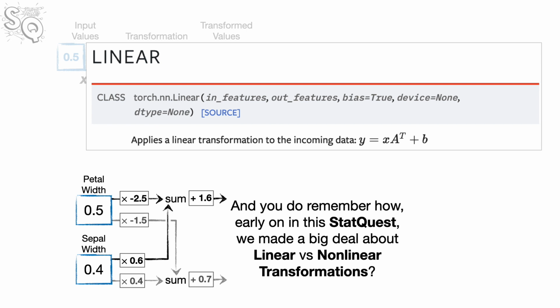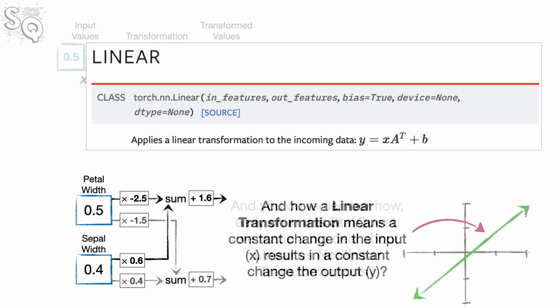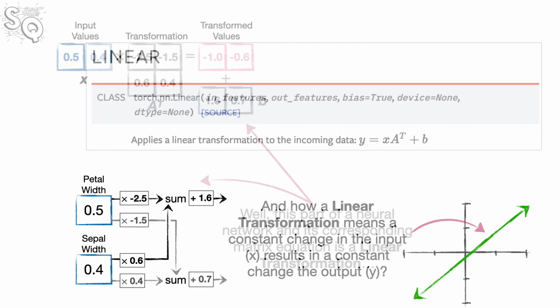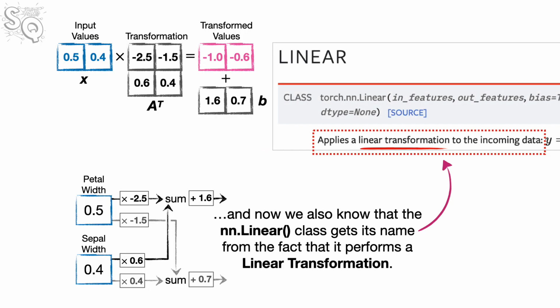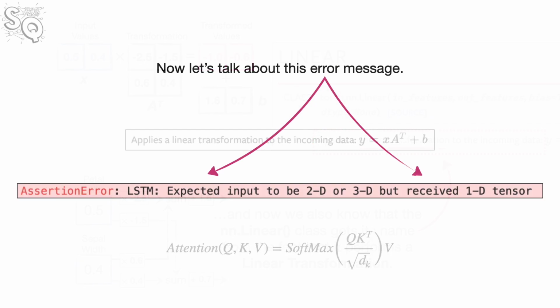And do you remember how, early on in this StatQuest, we made a big deal about linear versus nonlinear transformations? And how a linear transformation means a constant change in the input results in a constant change in the output? Well, this part of a neural network and its corresponding matrix equation is a linear transformation. And now we also know that the nn.Linear class gets its name from the fact that it performs a linear transformation.